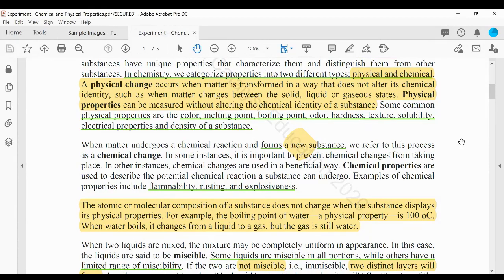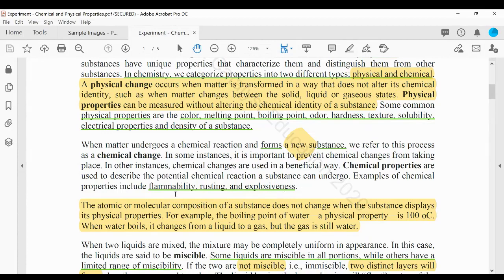Chemical change. That is, when we have a chemical change, we are making a new substance. For example, here is flammability. They're giving us some examples: rusting, explosiveness.